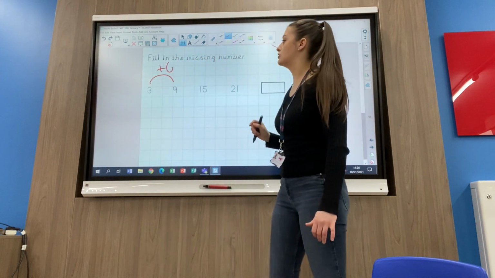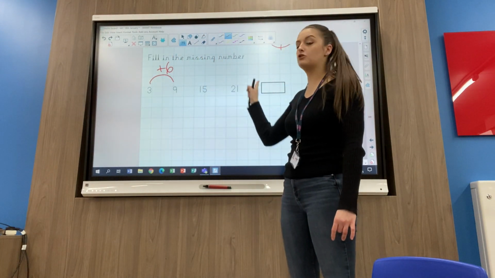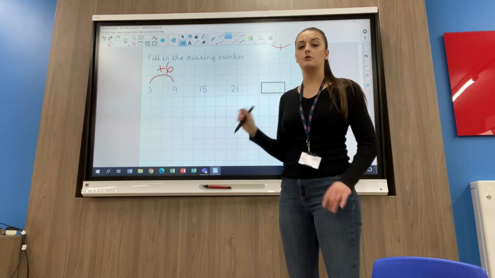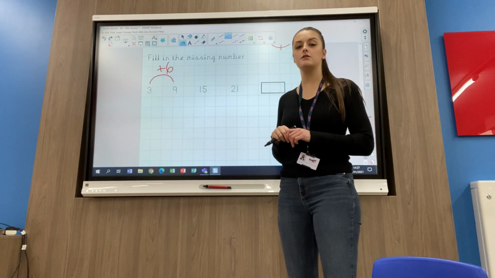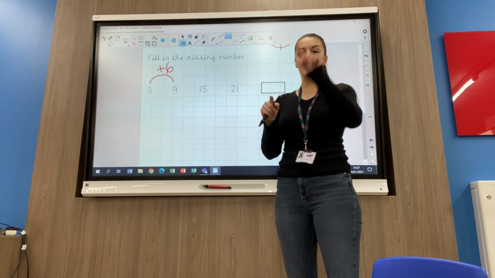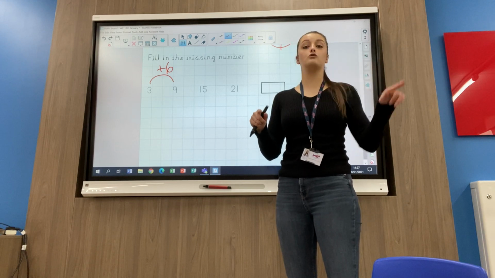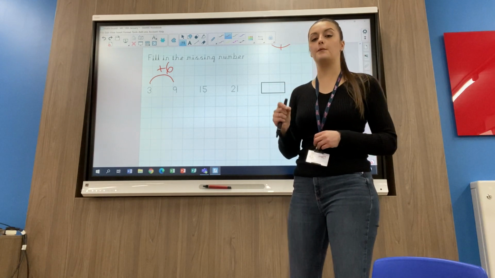But I just need to double check that every number is going up by 6, because sometimes sequences can trick us, and one time it can go up in 6, then it goes up in 5, then it goes up in 6. So we need to just double check.